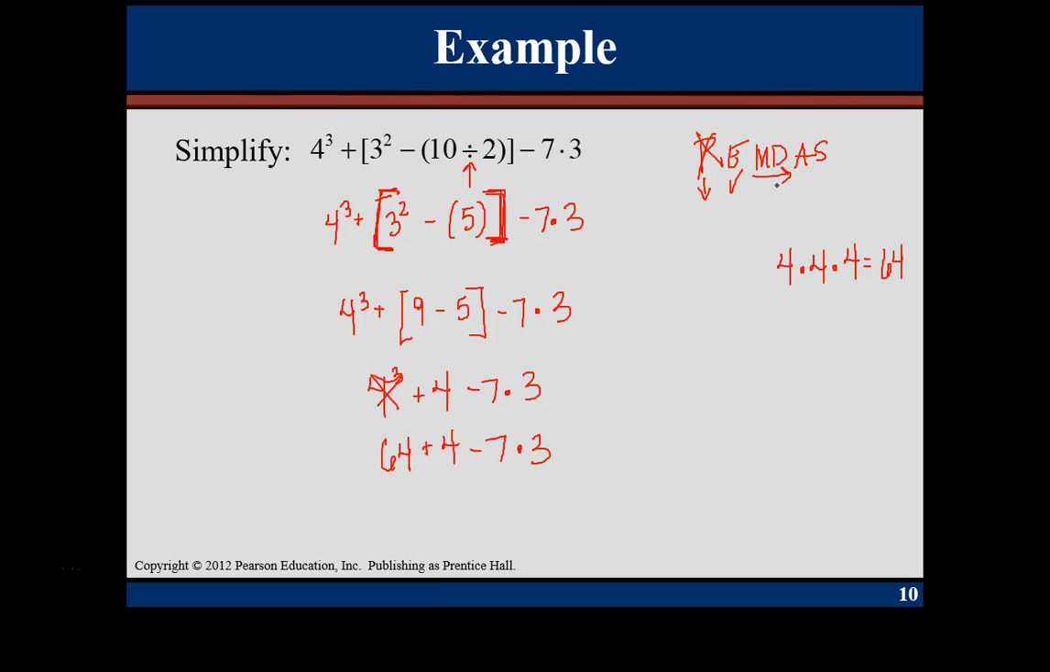Multiplication and division from left to right. Well, I only have one multiplication right here, negative 7 times a 3, which is negative 21. In this case, there would just be a subtraction. Now I only have addition and subtraction. You go from left to right. 64 plus 4 is 68. 68 minus 21 means that this expression is equal to 47. That's a long one.